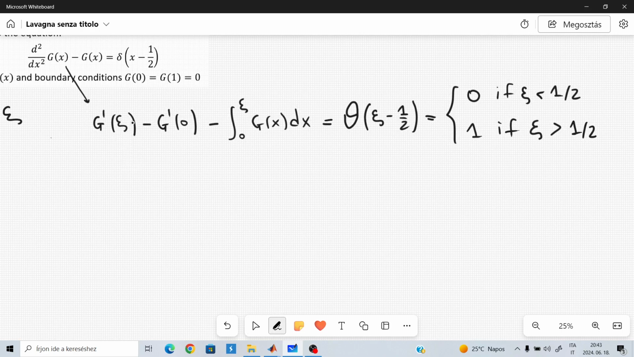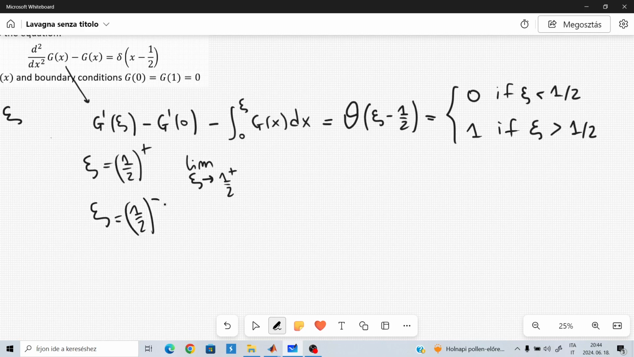And how can I see that easily? Well, you can see that, for example, if you evaluate this equation at xi equal to 1/2 plus, this means that you are taking the limit as xi goes to 1/2 from the right. And then similarly, you can also calculate this equation when xi is equal to 1/2 minus.